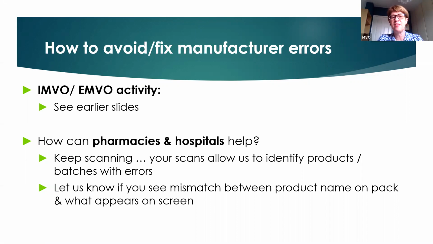The other one is let us know if you see a mismatch between the product name and the pack and what appears on screen. Interestingly, we find with one of these, if it's a batch-wide problem, we could have a batch of 20,000 packs, one phone call to us alerting us to this, we can contact the manufacturer, they can fix this, and that can prevent endless additional errors. So really useful to get this information.